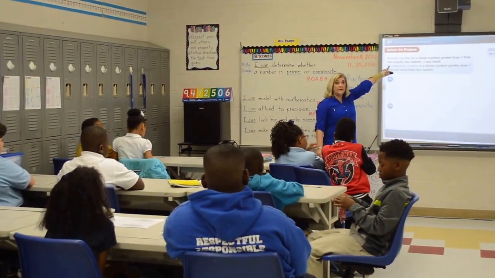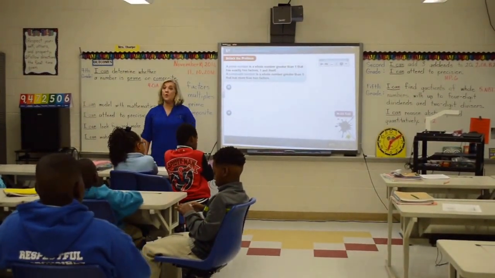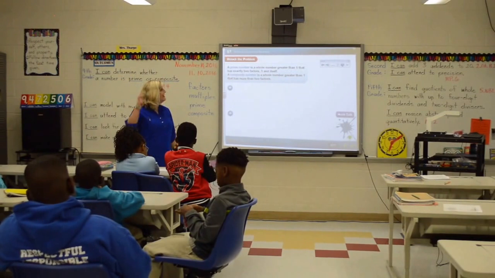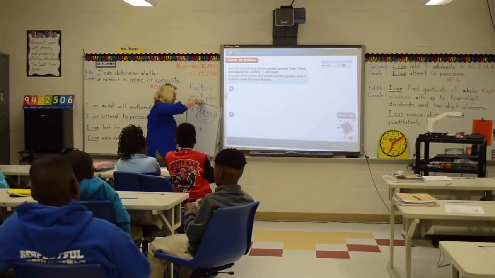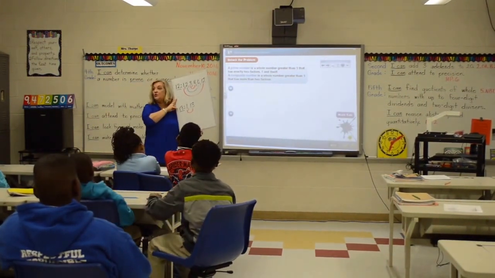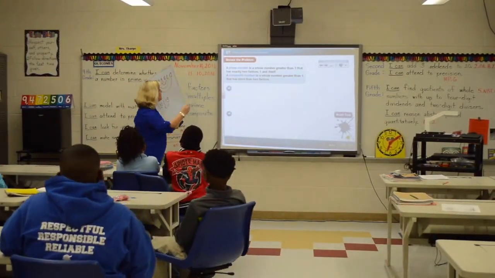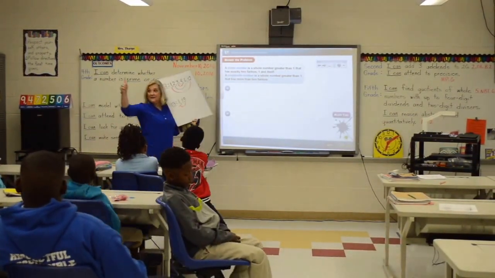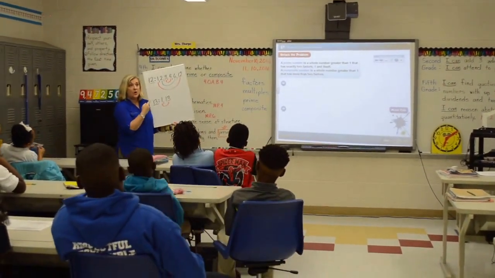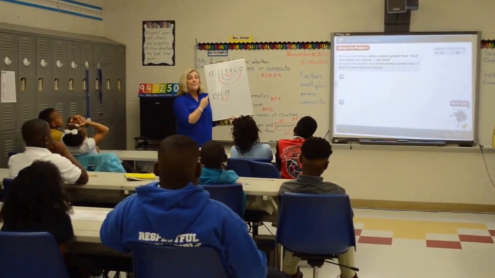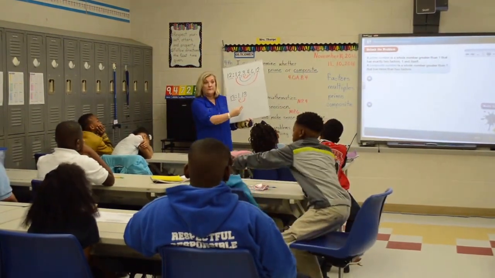A prime number, y'all ready? A prime number is a whole number greater than 1 that has exactly 2 factors: 1 and itself. Which number on this board has 2 factors, 1 and itself? 13. So that's what a prime number is, it only has 1 and itself. So is 13 composite or prime? Prime. Prime numbers only have 2 factors, 1 and itself.